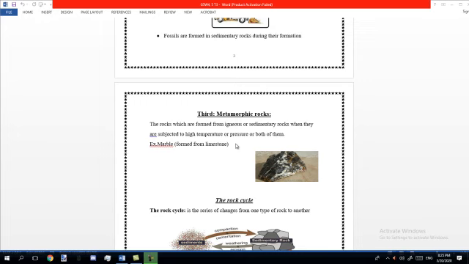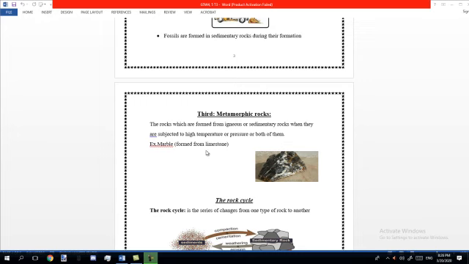From where does this name come from? We found that the metamorphic rocks are formed when any other type of rock is exposed to high temperature or pressure or both of them. Meaning, if you have an igneous rock or a sedimentary rock or any type of rock, and over years this rock is exposed to high temperature and pressure, it will be changed into a metamorphic rock.